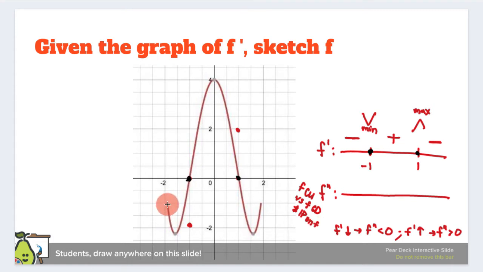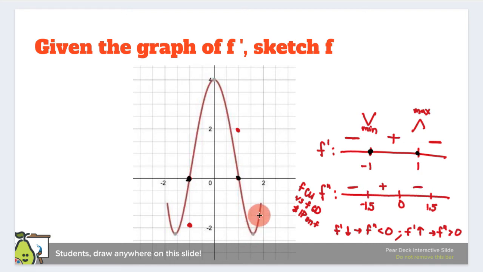We see that f prime was decreasing from -2 to -1.5. It was decreasing. And then from -1.5 to 0, it was increasing. And then from 0 to +1.5, it was decreasing, meaning f double prime is negative.